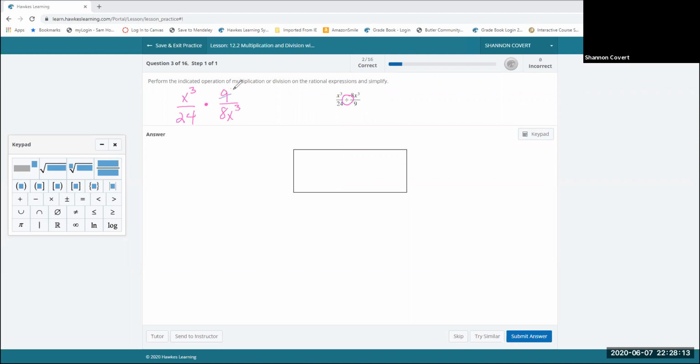3 goes into 9 3 times. It goes into 24 8. I have an x cubed here and an x cubed here. So I think that's all the simplifying I can do. I have this is 1. When you cross everything out, that's a 1 that's left because you're dividing out to be 1. 1 times 3 in my numerator. 8 times 8 is 64. So I believe my solution is 3 over 64.